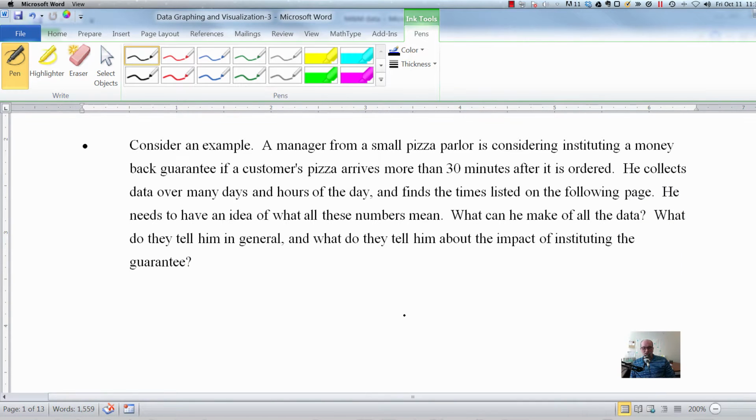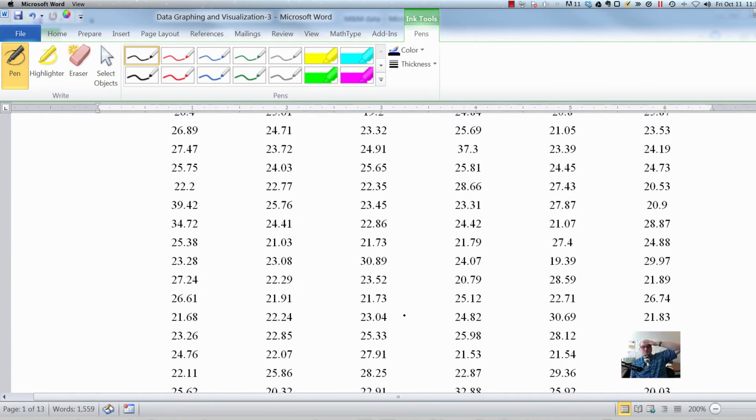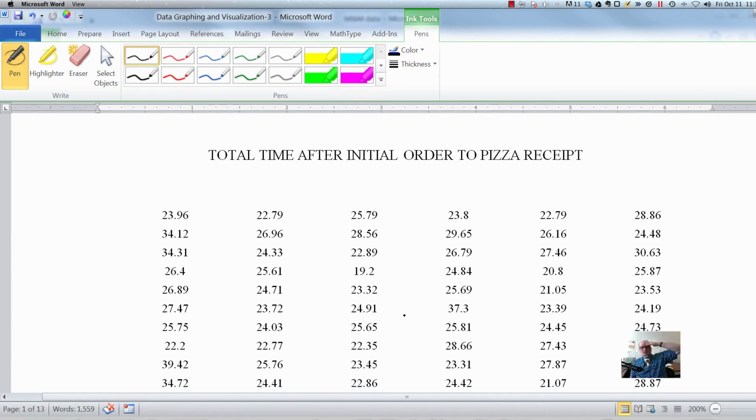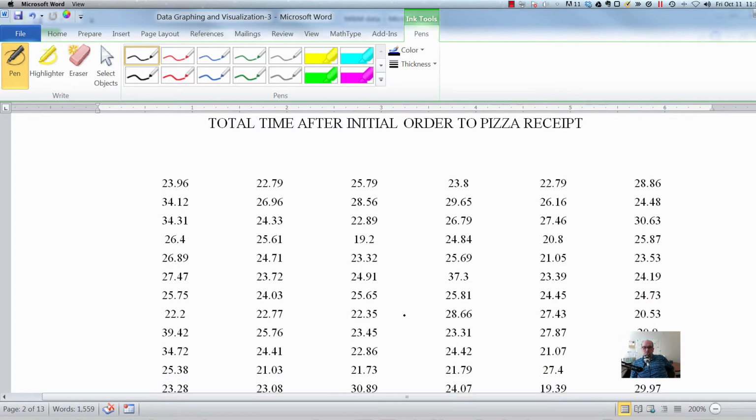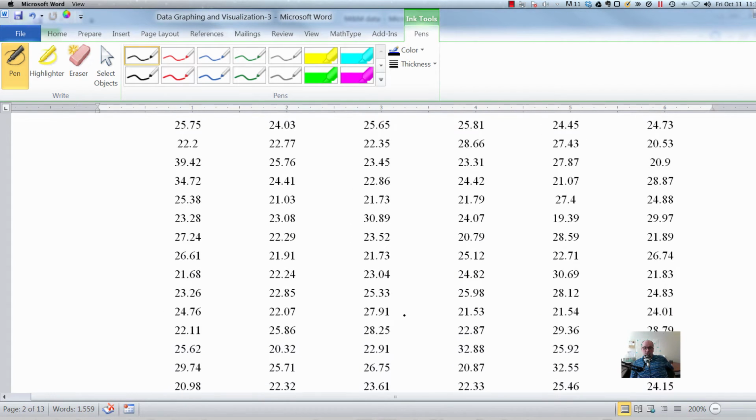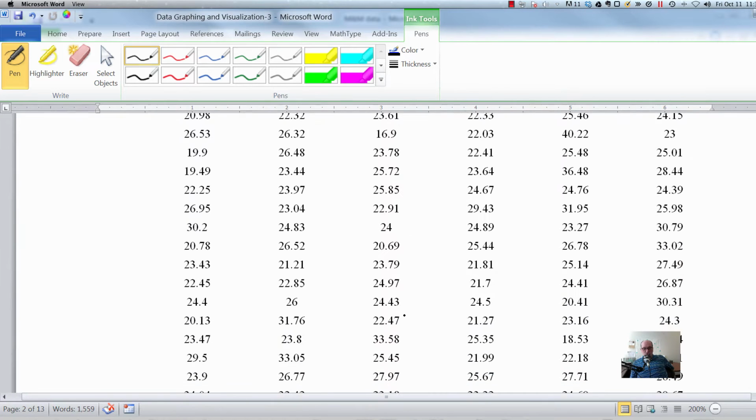So here's an example. Pretend you're a manager of a small pizza parlor, and you're thinking about giving a money-back guarantee to anybody who has their pizza delivered more than 30 minutes after it's ordered. So you collect data over lots of days and hours on how long it took to get a pizza delivered, and you recorded those, and here it is. So here's the data, very useful. Total time after initial order to pizza receipt. These are all in minutes. So what do you think? There's a bunch of numbers.